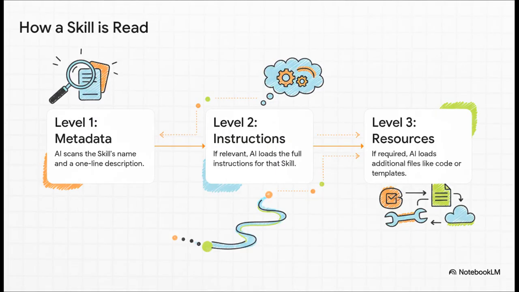Let's break down how this actually works. At the first level, the AI just scans the metadata, basically the title on the spine of the book for every available skill.